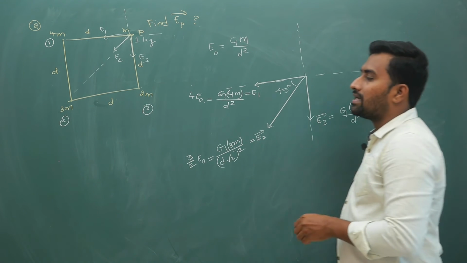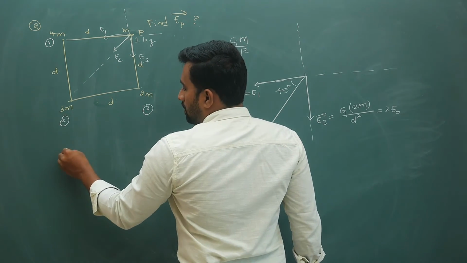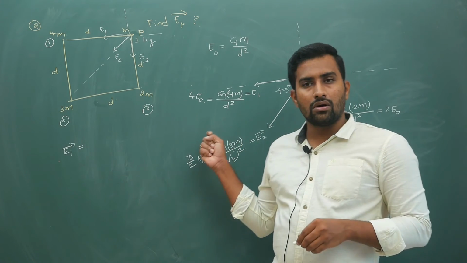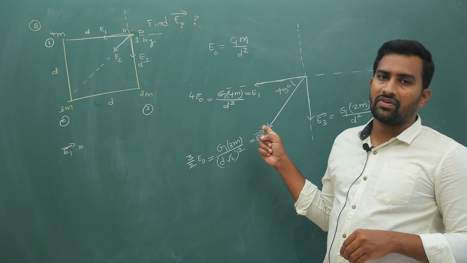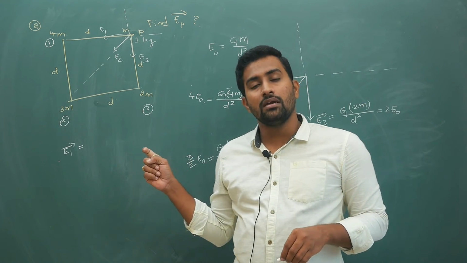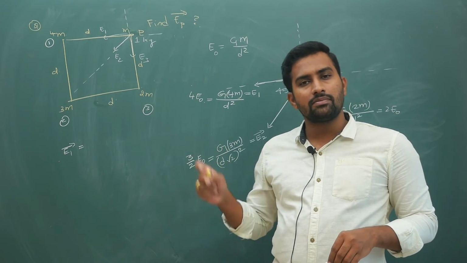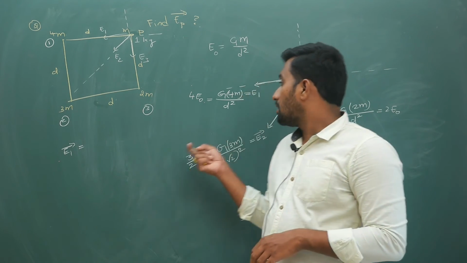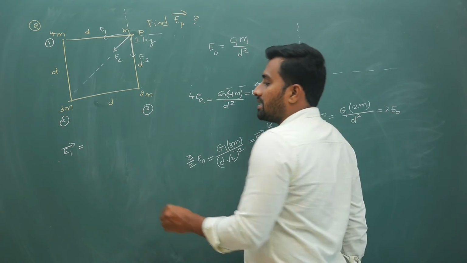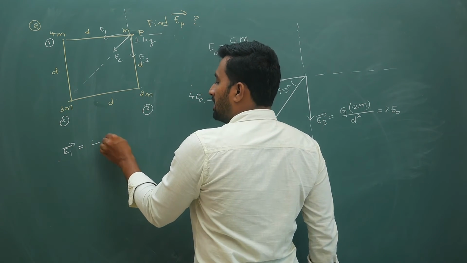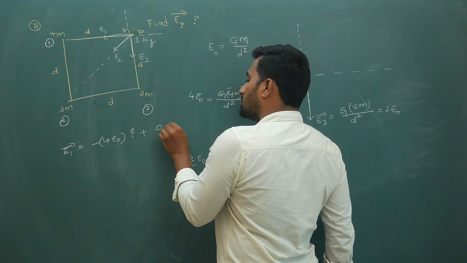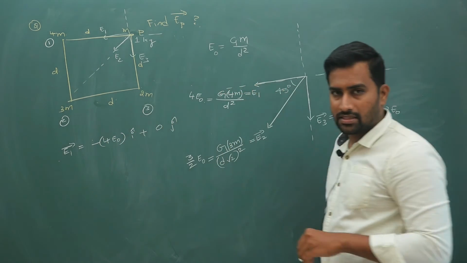So writing each vector in terms of i cap and j cap, your first vector is along negative x-axis. If you do not know how to write a vector in terms of i cap and j cap, please do refer to my vectors playlist. In that particular playlist, I have explained how to write each vector in terms of i and j. So your E1 bar is minus 4 E naught i cap plus 0 j cap, because it is along negative x-axis.